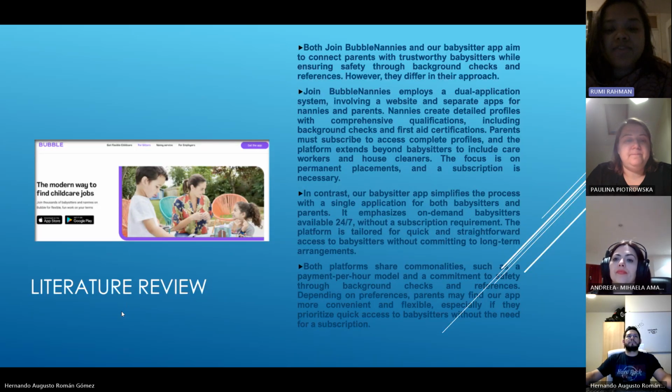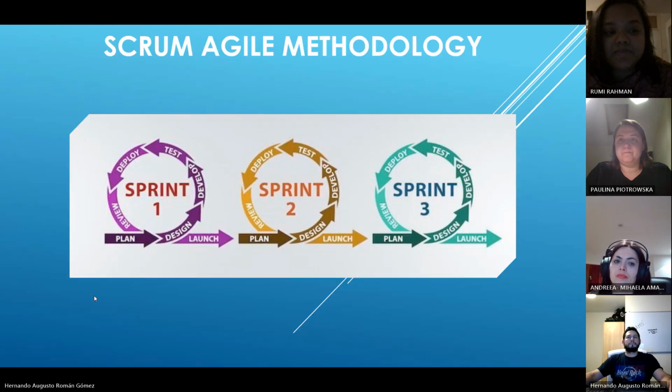Next. We made a comparison with the babysitter website called Bubble Nannies, where they have the same features as us. But what we have different from them is that we have only one application and no subscription, while they have a monthly subscription, and they also have two applications, one for nannies and one for babysitters. Please go to the next slide. Now I'm going to leave it to my colleague Roman to speak about the Scrum Agile methodology.